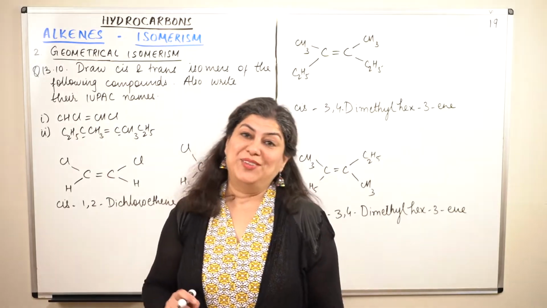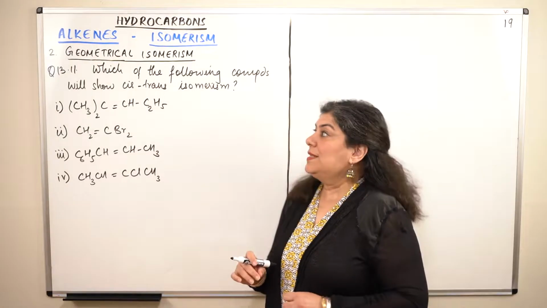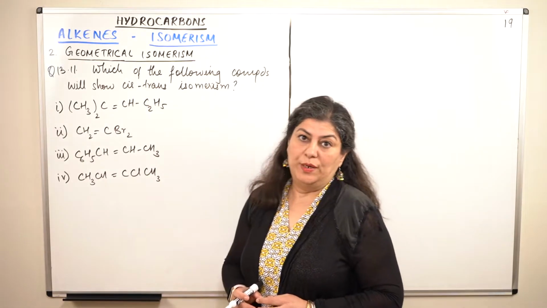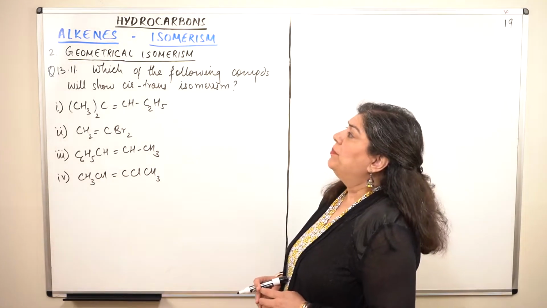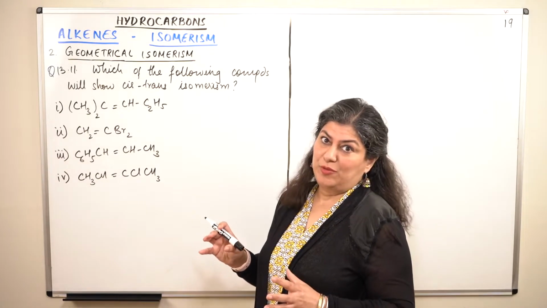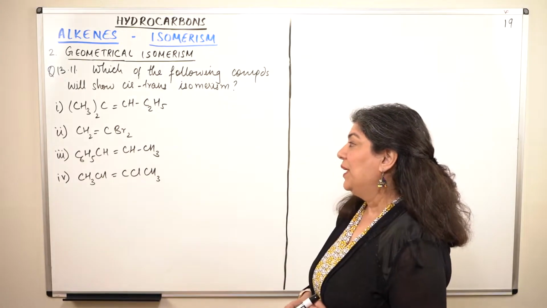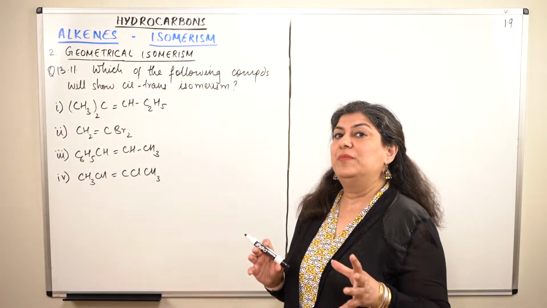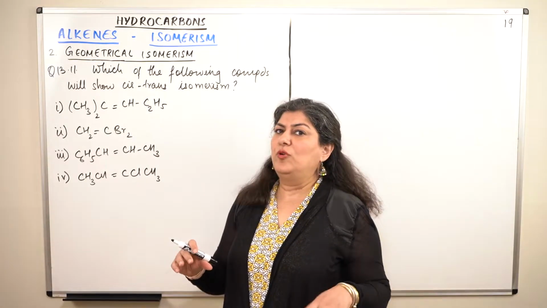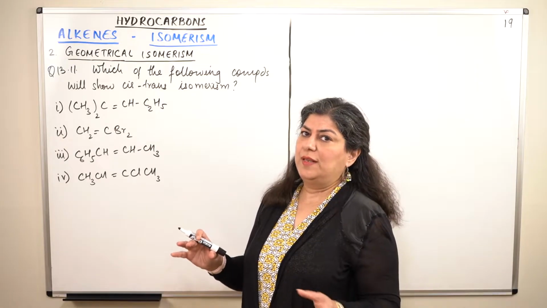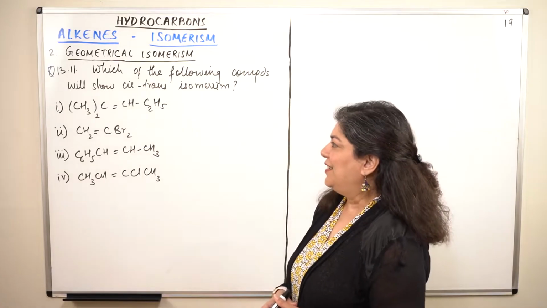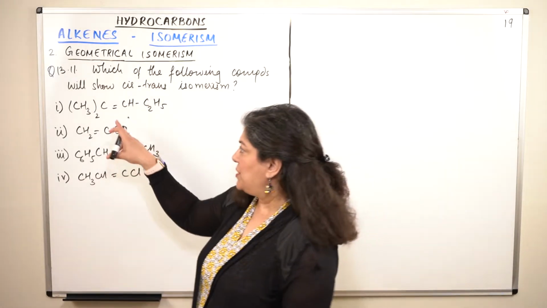Give me a moment to write down the next question now. Now this is the next question, the solved example. Question 13.11. It says, which of the following compounds will show cis-trans isomerism? So we have to tell which of these compounds will show cis-trans isomerism. To do that, again, if we draw the structure, it will become very clear to us. And I'm going to draw the structure on purpose. There is a shortcut also, which as I solve, you will understand how it is done. So let's draw the structure first.